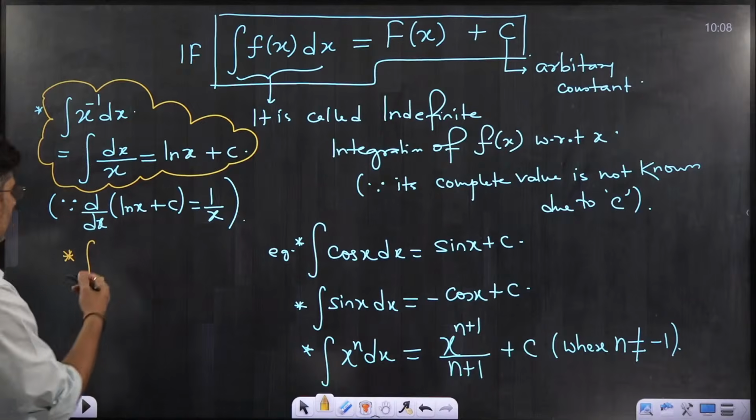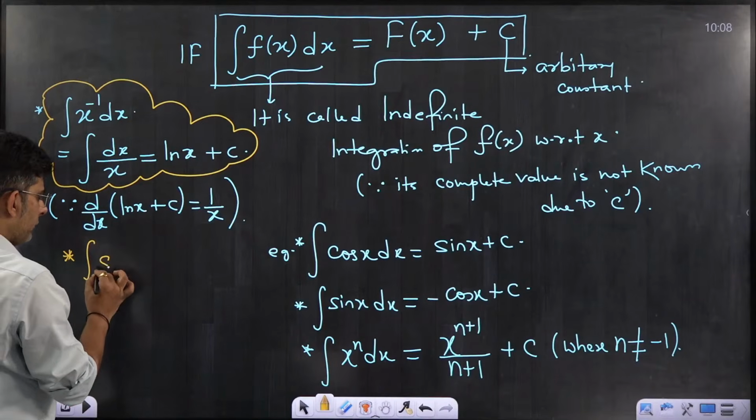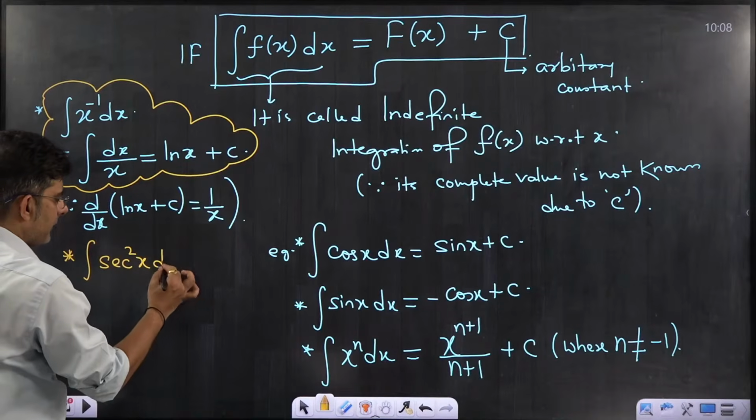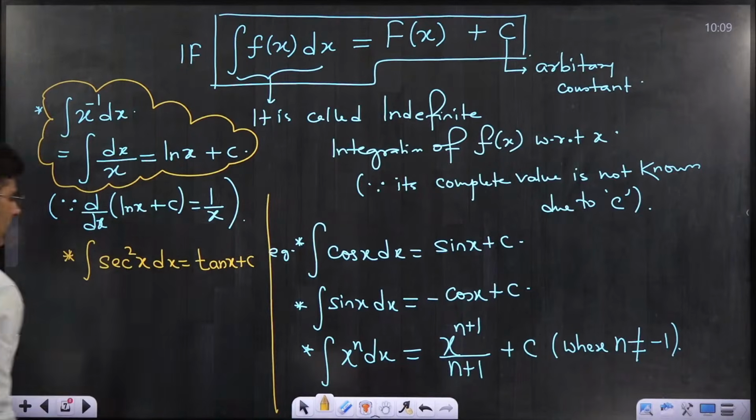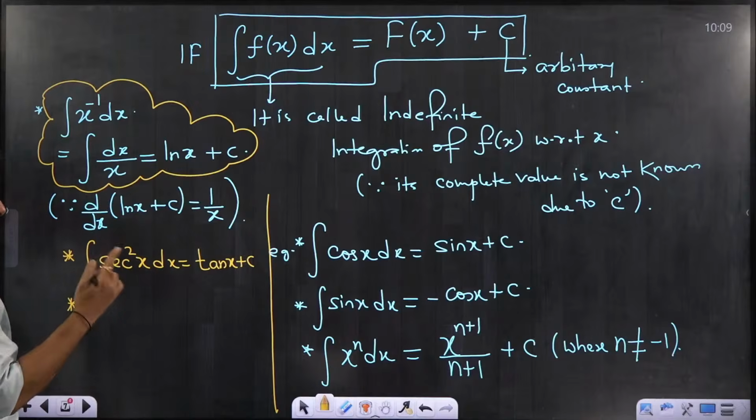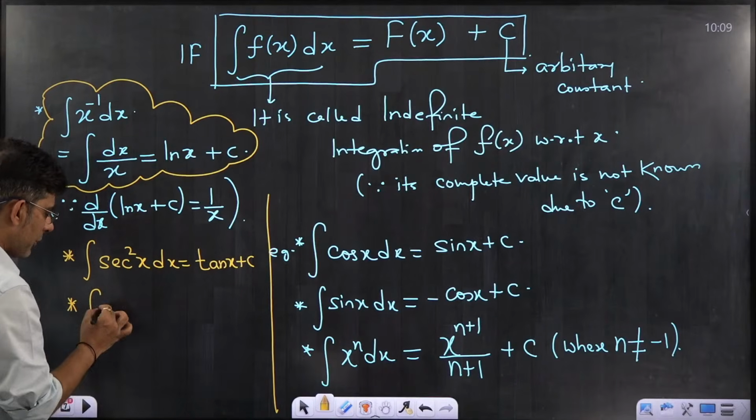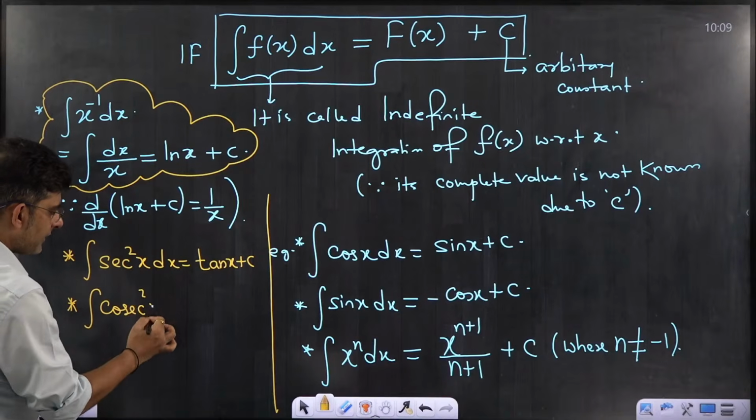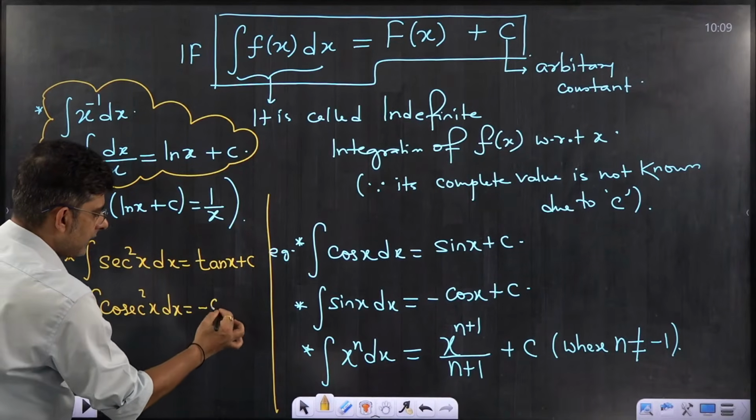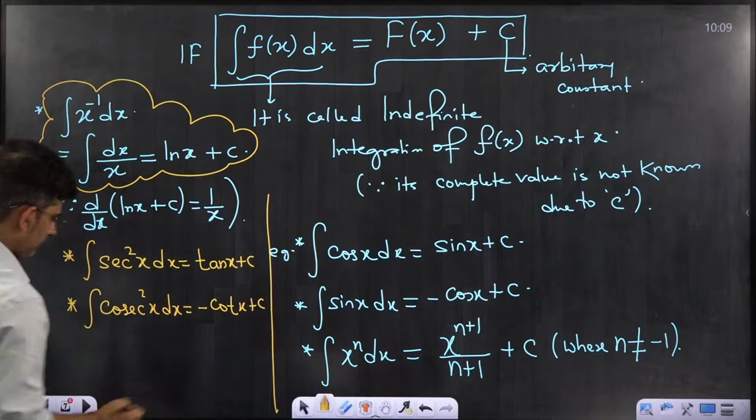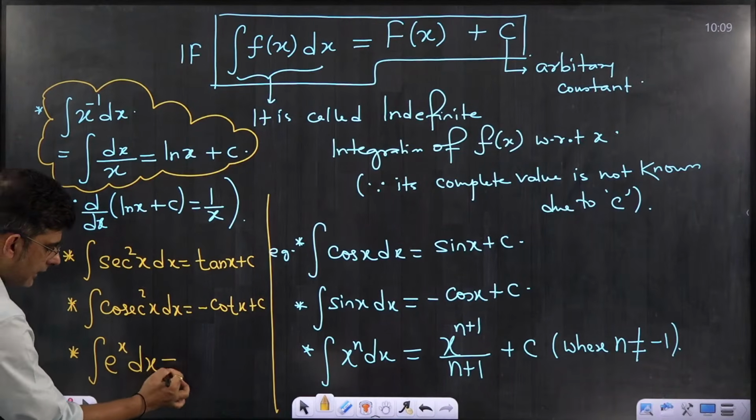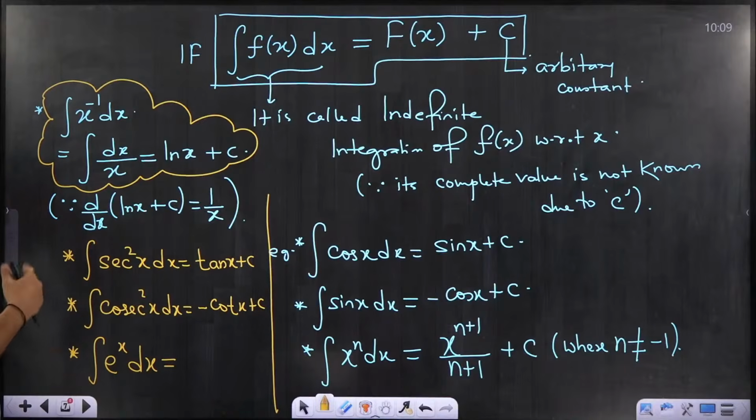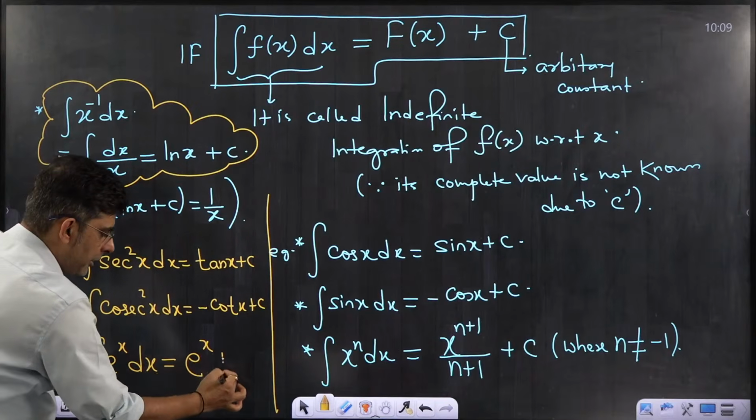Next, to add to the list, I have already told, if you have differentiation of tan x, it is sec square x. So if you have integration of sec square x with respect to x, it will give you tan x plus c. If you have cot x, you know its derivative is minus cosec square x. So if you have cosec square x, you will get minus cot x plus c. And one more important, if you have e to the power x, we had seen e to the power x integration will be the same as e to the power x, because differentiation of e to the power x is also e to the power x. So you write e to the power x plus c.